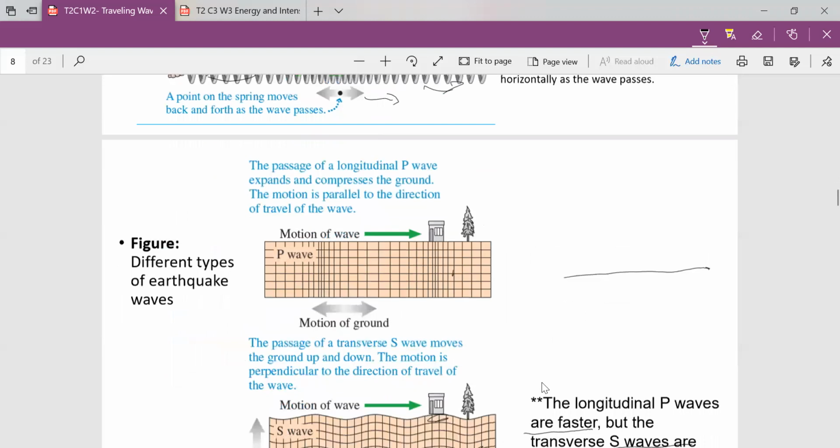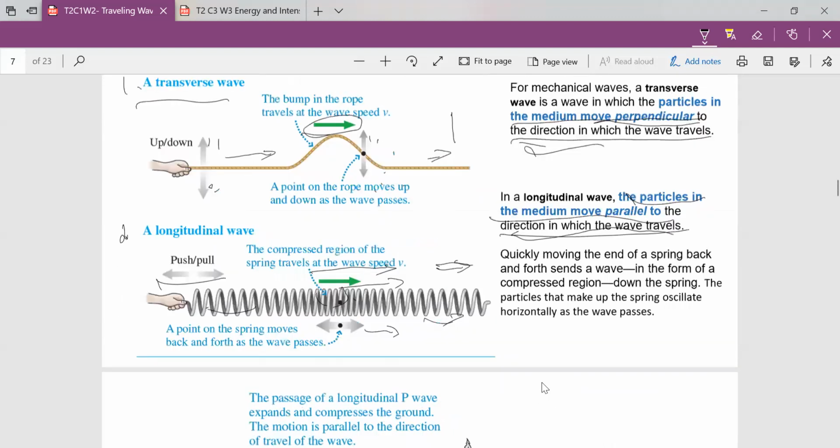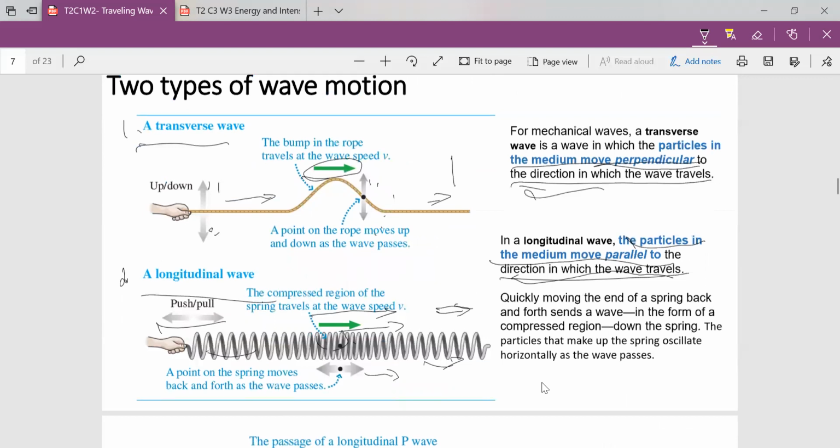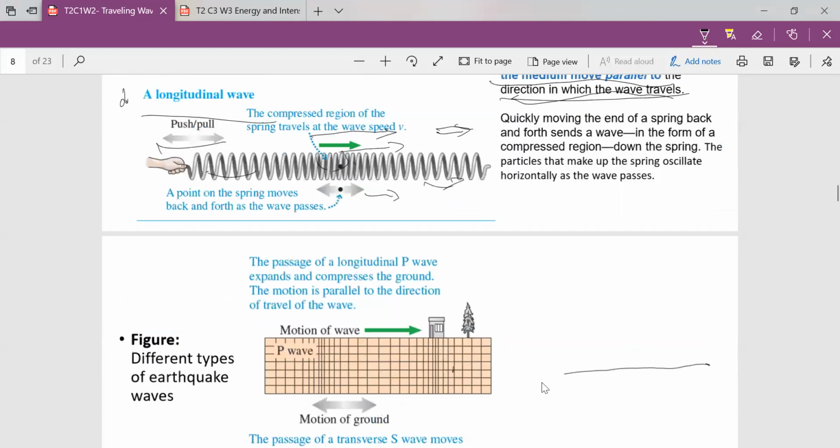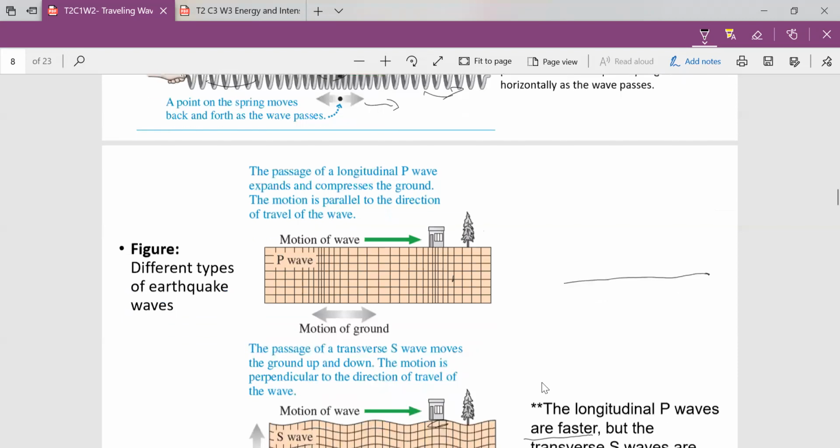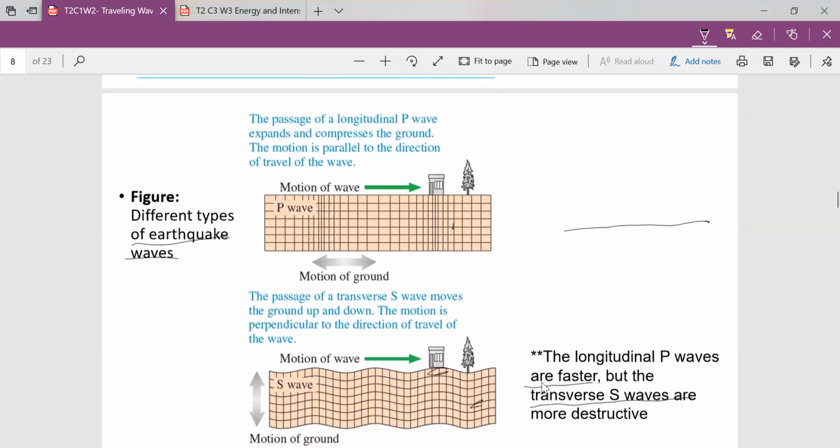Those are the two major wave motions that we have, longitudinal and transverse. We want to describe how earthquake waves can actually take these two kinds of motion. We have already established that a wave is a disturbance that is traveling, some through a medium and some through a vacuum. Okay, so we have the passage of the longitudinal wave, which is depicted by the parallel wave.